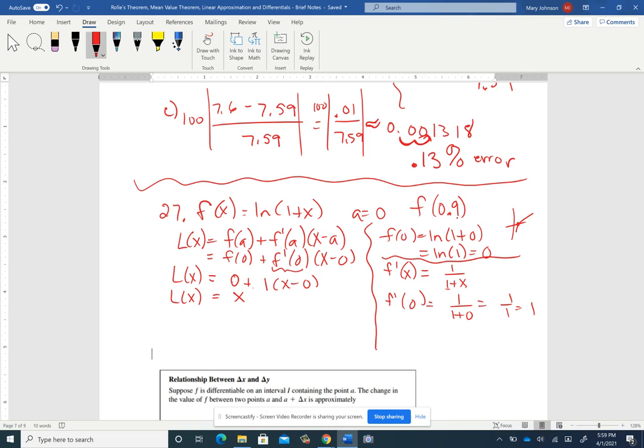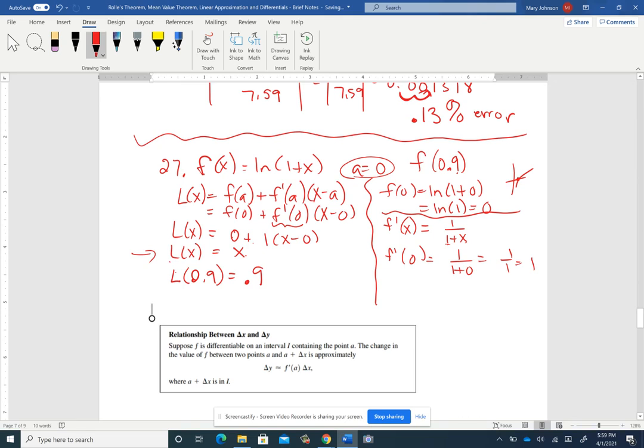Okay. So this y equals x is going to be an approximation for the value of the actual function f. And this right here is just the tangent line to the curve at 0. But we're being asked to find f of 0.9. So let's see what happens when we put that 0.9 in here. We get 0.9, don't we?